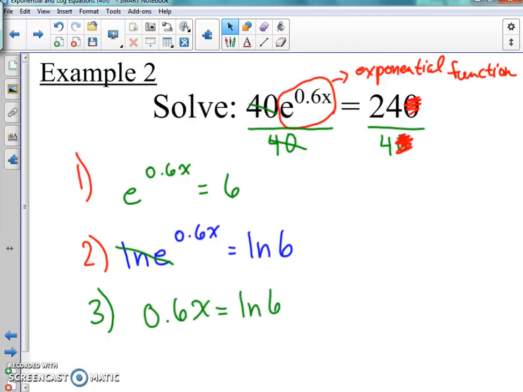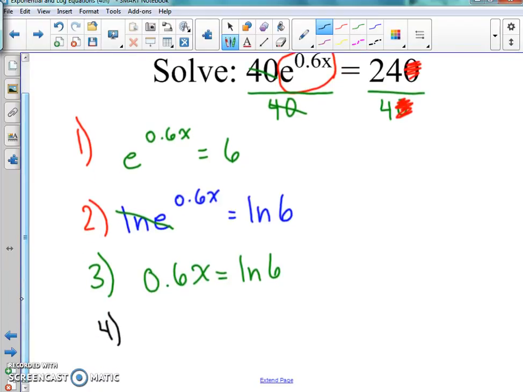Okay, so isolate, natural log both sides, simplify it, step 3, and the last thing is now solve it out. Solve it for x. But how do we solve for x here? We divide by 0.6, because we need to get x by itself, so that's going to cancel out.